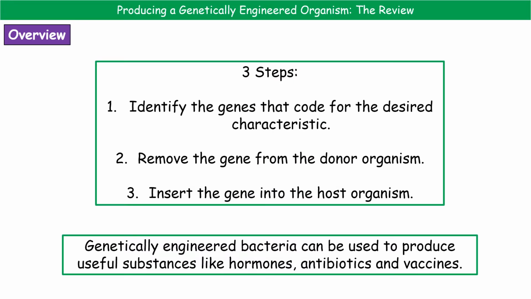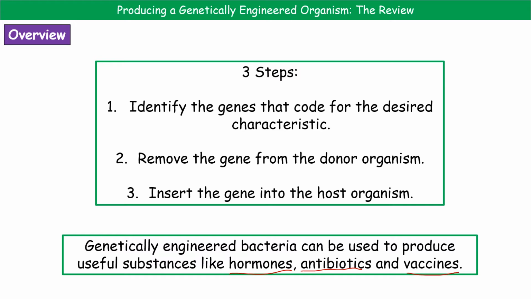Today's Biology Blast, we're going to have a look at genetic engineering. Now, genetic engineering is one of those processes which is more modern, and we're going to use it to produce these bacteria particularly, which we can then use to produce useful substances for us. So we can use genetically engineered bacteria to make things like hormones, like insulin. We can use them to make antibiotics and vaccines. So 3 very useful things that we can do.